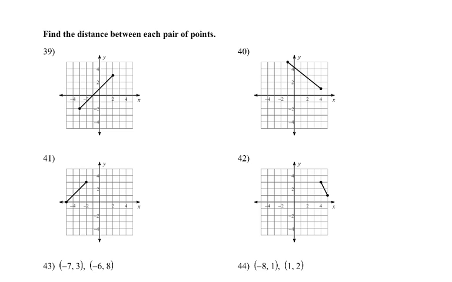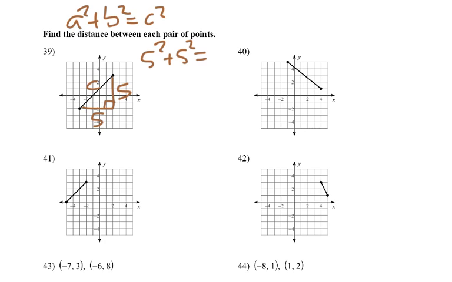Alright, now the back page is just finding the distance between points. Two ways we can do it. Pythagorean Theorem, which is the way I prefer. You just draw a right triangle, make it 1, 2, 3, 4, 5 here, 1, 2, 3, 4, 5 here, and then go 5 squared plus 5 squared, because those are my legs, equals c squared.